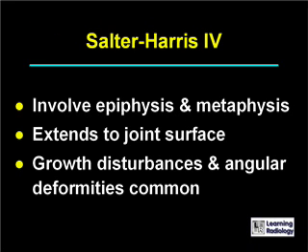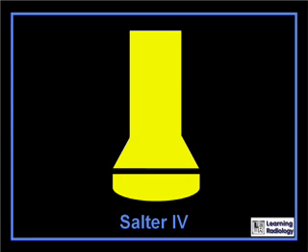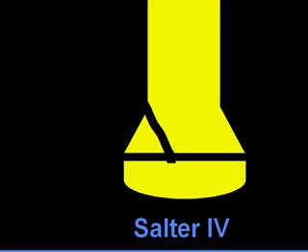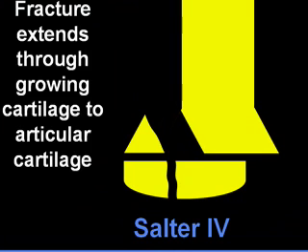Salter-Harris 4 fractures involve the epiphyseal plate, the epiphysis, and the metaphysis. Because they involve the epiphysis, they do extend to the joint surface, and Salter-Harris 4 fractures will oftentimes result in growth disturbances or angular deformities. A Salter-Harris 4 fracture is a fracture through the metaphysis, through the epiphysis, and to the articular cartilage.